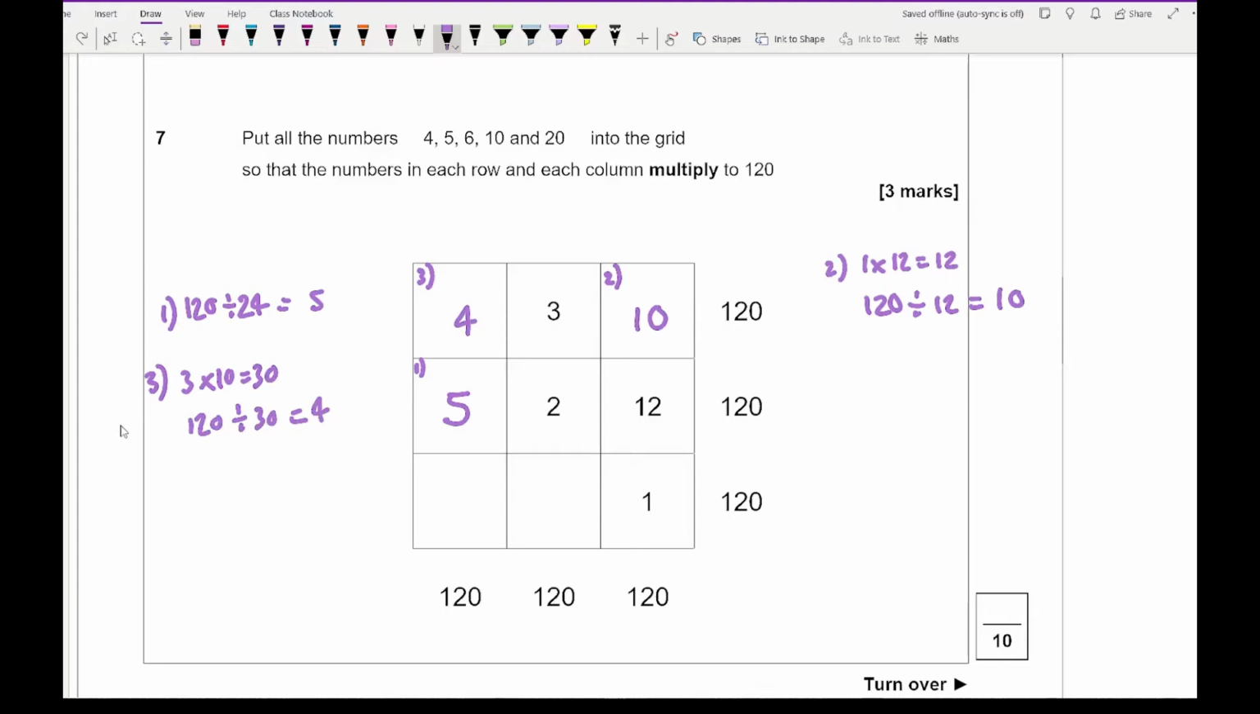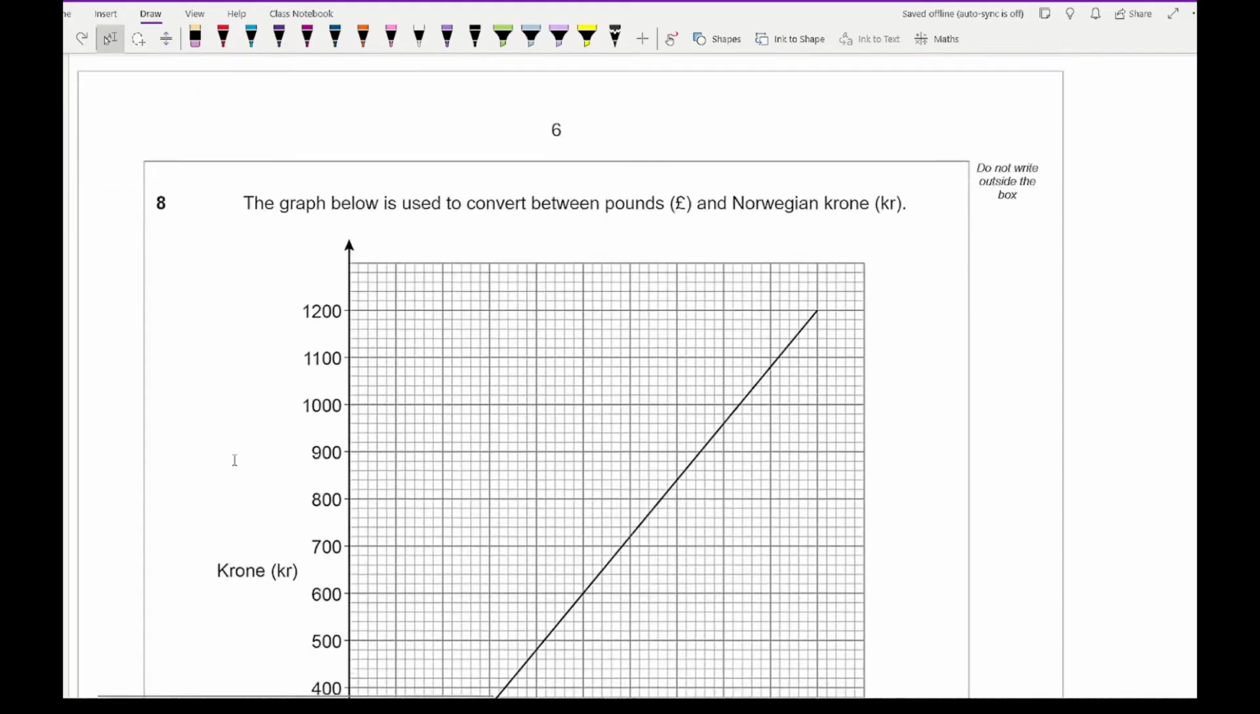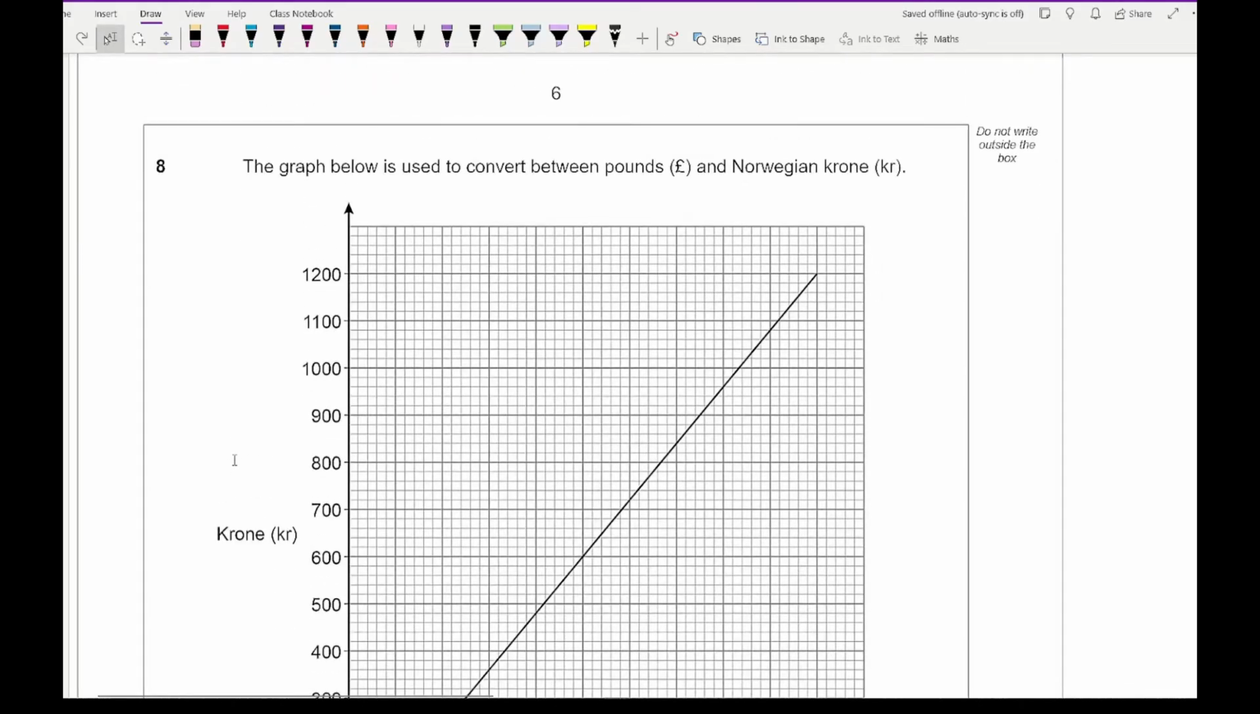Then for the next one we can fill in either of the 2 missing ones. So let's just label this one as number 4. So here I've got 4 times 5, which is 20, and then 120 divided by 20 equals 6. And then finally for number 5 we've got 6 times 1, which is 6. 120 divided by 6 is 20, and so 20 goes here. There we go.